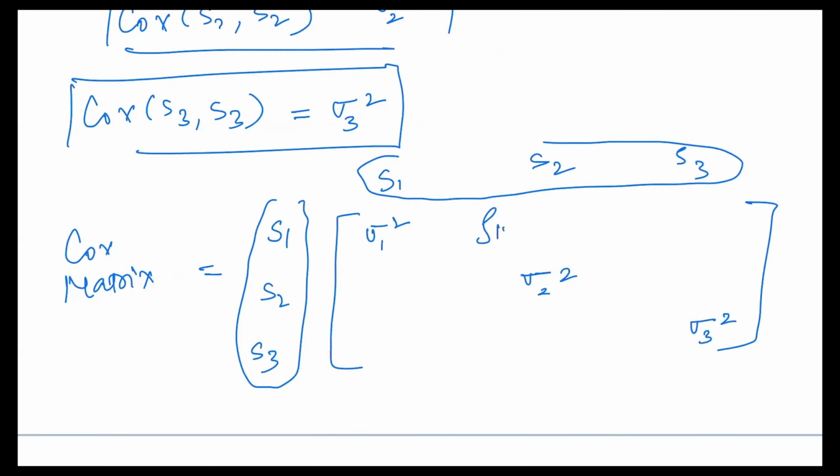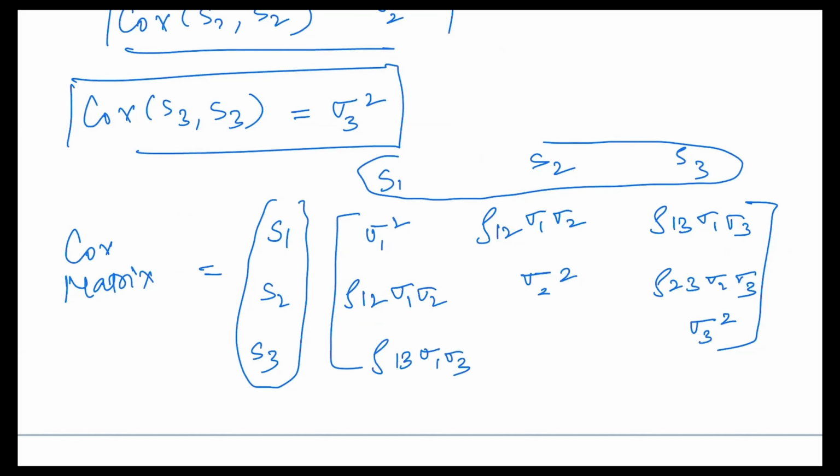Now this will be rho 1,2, sigma 1, sigma 2. This will be rho 1,3, sigma 1, sigma 3. Similarly, this will be rho 2,1, sigma 2, sigma 1. Again, rho 2,1 or rho 1,2, it's just the same. So if you want, I can just write it in this way. This is nothing but rho 1,2, sigma 1, sigma 2, rho 2,3, sigma 2, sigma 3, rho 1,3, sigma 1, sigma 3, rho 2,3, sigma 2, sigma 3, right? So this is how the covariance matrix is being created.